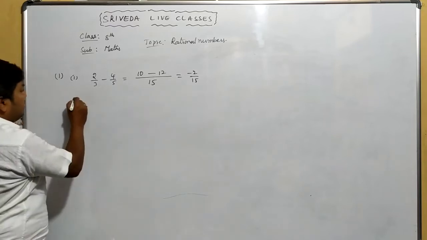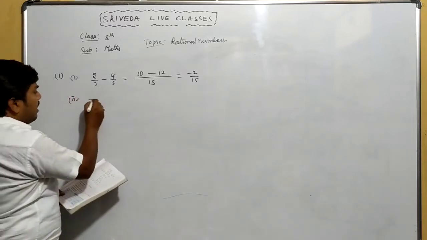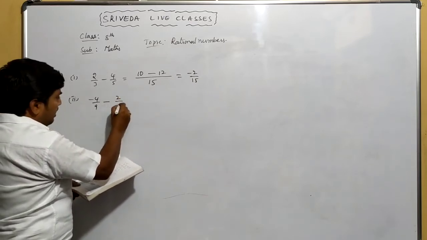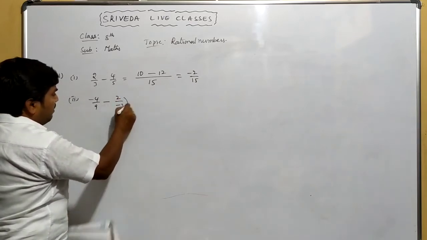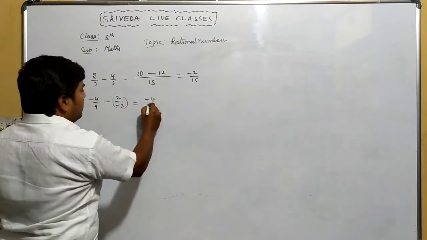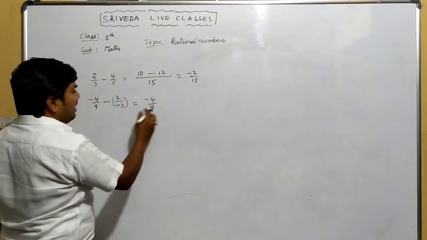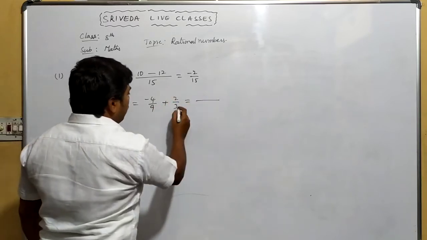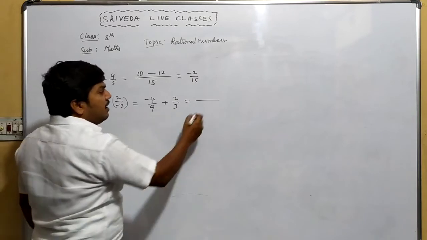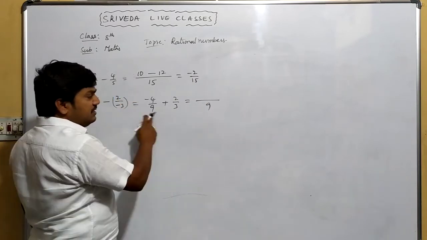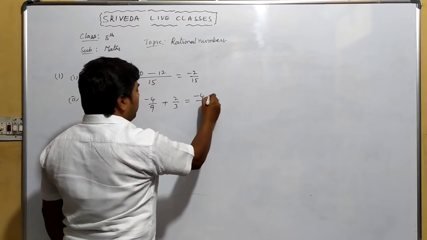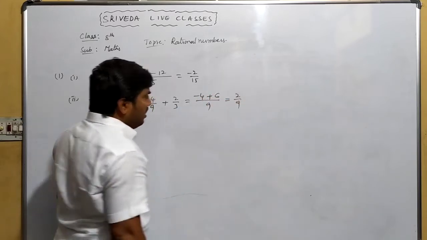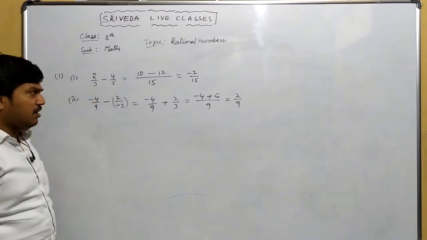Next, the second one. Minus 4 by 9 minus 2 by minus 3. We need to put the bracket here. Minus 4 by 9, minus into minus plus 2 by 3, which is equal to 3 over 9. What is the LCM? 9 is the LCM because 3 threes are 9. Minus 4 plus 3 twos are 6, we'll get 2 by 9. It is also a rational number, right?